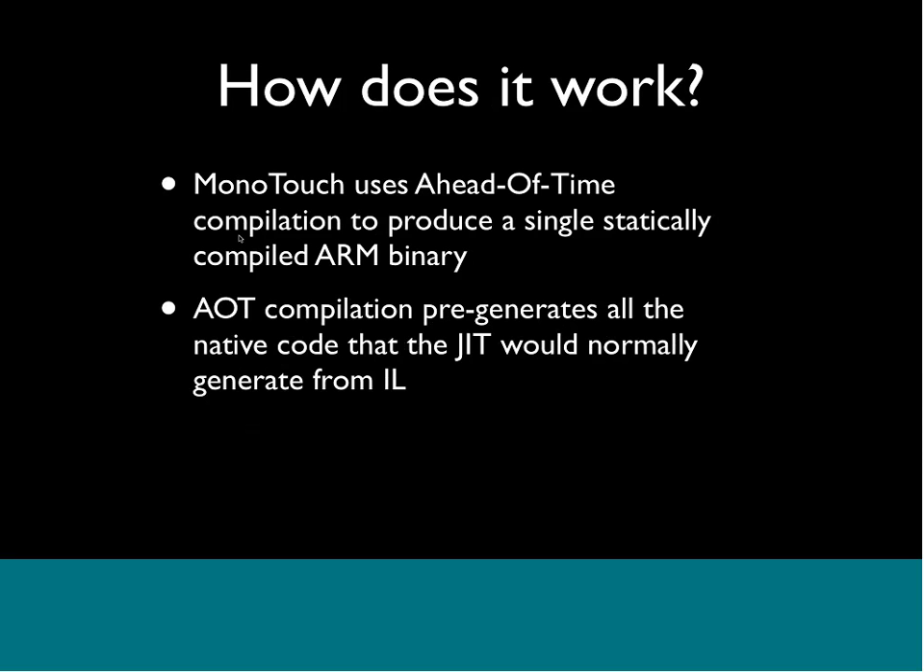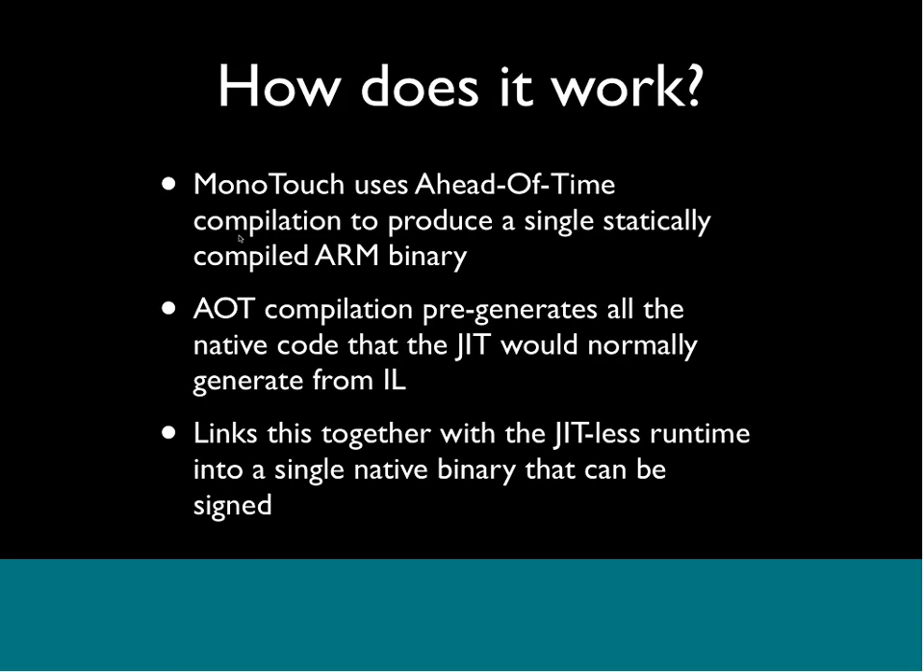So what it does is it leaves you with a single native binary. Basically, it links that together with the JIT-less runtime, right? So you still have the Mono runtime, and that gets linked together into a single native ARM binary that you can sign, and all the IL is stripped away. So when you build a MonoTouch application for a device, if you unzipped the bundle and looked at everything in there, you'd see that single binary that you can sign and deploy is part of the bundle.